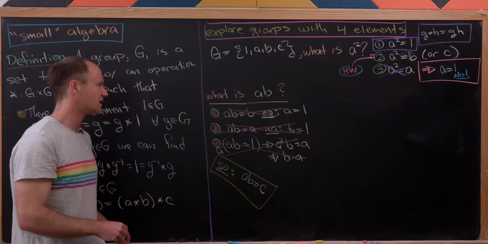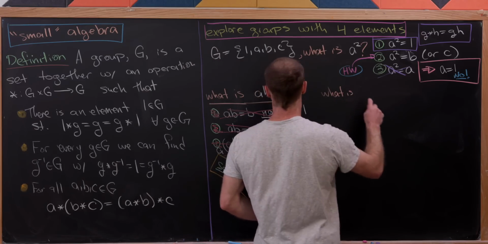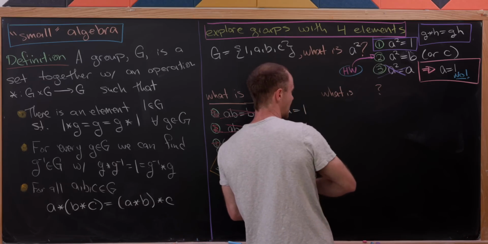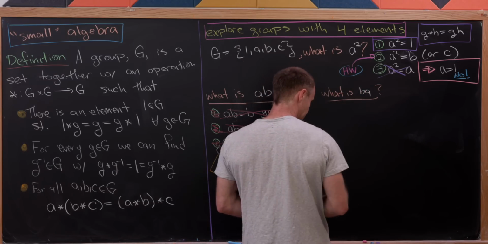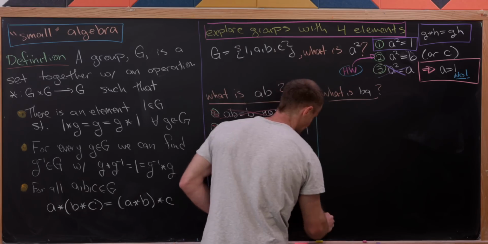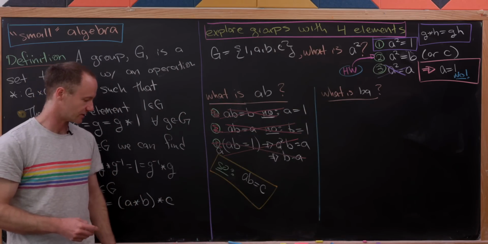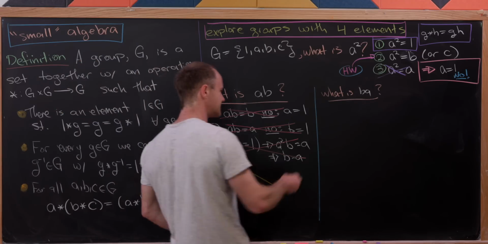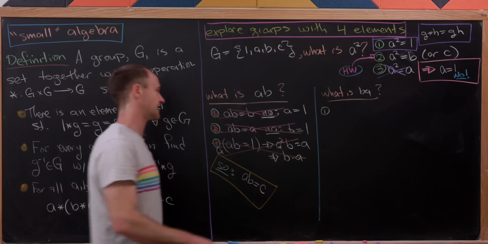And now let's move on to our next question, and that is, what is B times A? So let's recall our multiplication need not be commutative. So that means we have to check both directions of the operation, or maybe orders of the operation. And well, this is going to fall apart just like the other one did. So let's look at our first case.